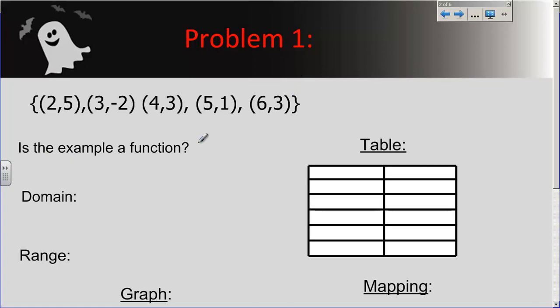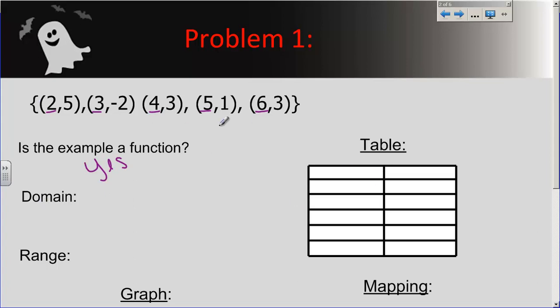Well, in order to know if it's a function, I have to look at my x values. Here are my x values, 2, 3, 4, 5, and 6. Are all of those x values different? Yes, I've got a 2, I've got a 3, a 4, a 5, and a 6. None of those values repeat. None of them are the same. So they're all distinct, different values. Since none of my x values repeat, yes, this is a function.